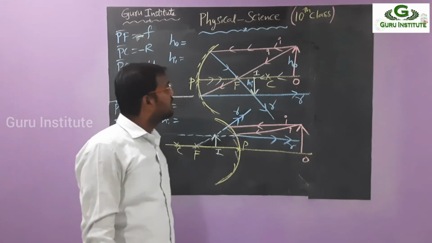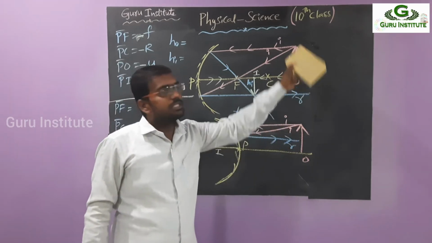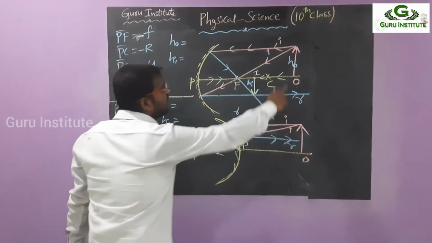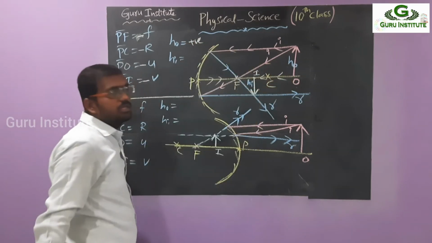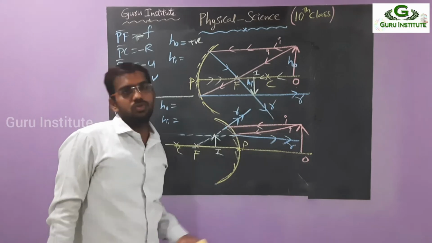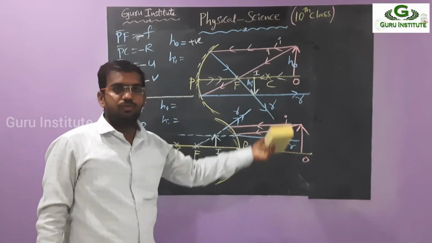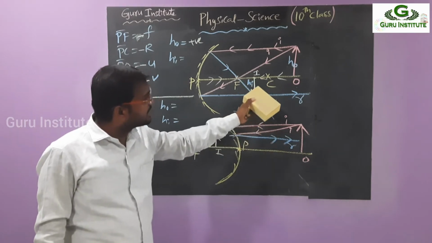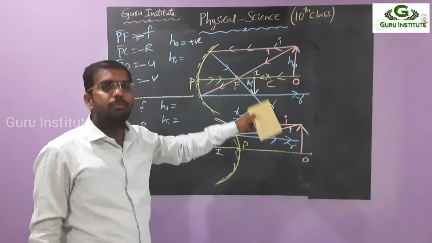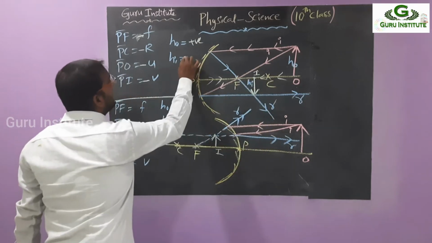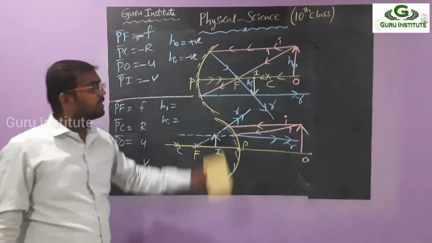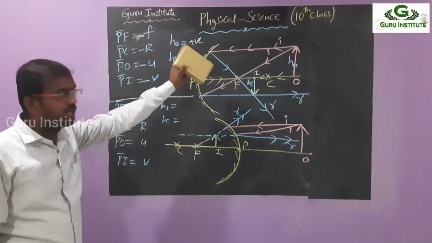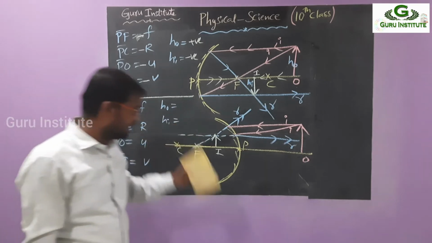Then coming to the third rule: if the object is above the principal axis, it is positive. So here the object height is positive. Suppose there is a 2 meter height, you have to take +2. Suppose 4 meter height, +4. But coming to the image, where is the image presented? Below the principal axis, so that should be negative. Suppose you measure by scale and the height is 1 meter, then you take -1. Are you clear on this? Same to same applies here.